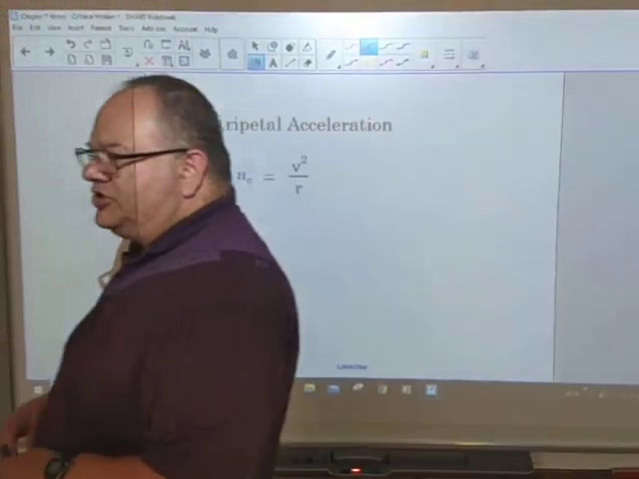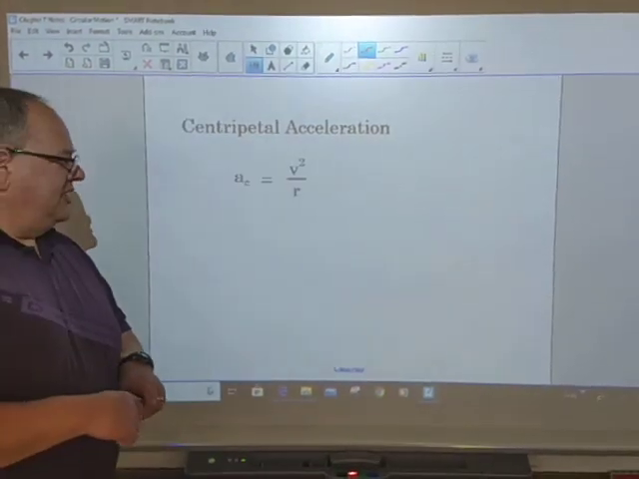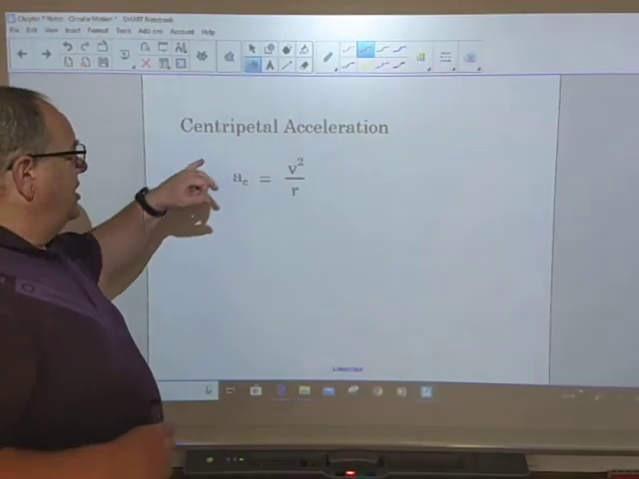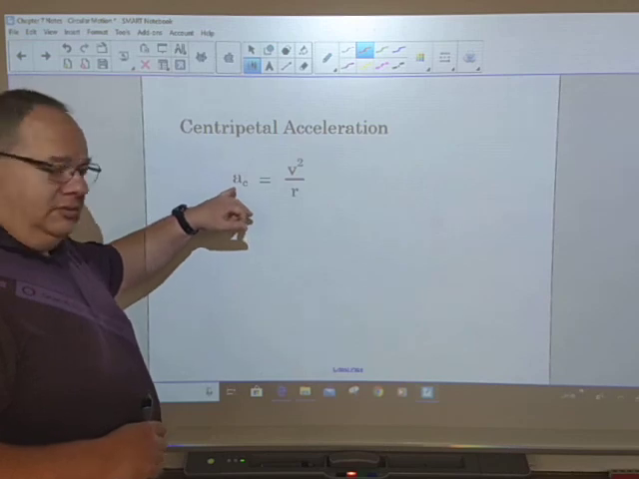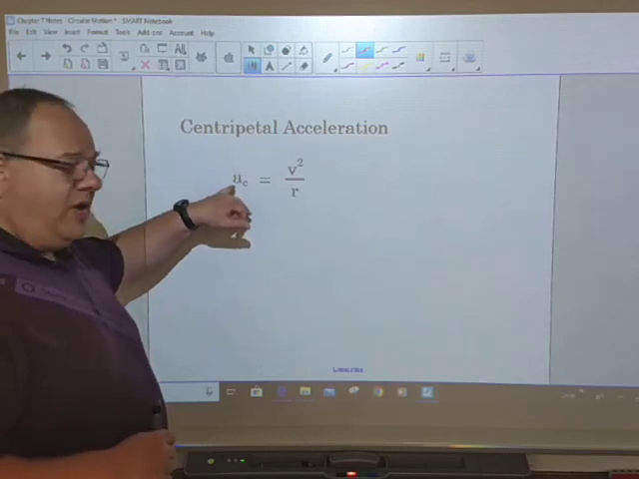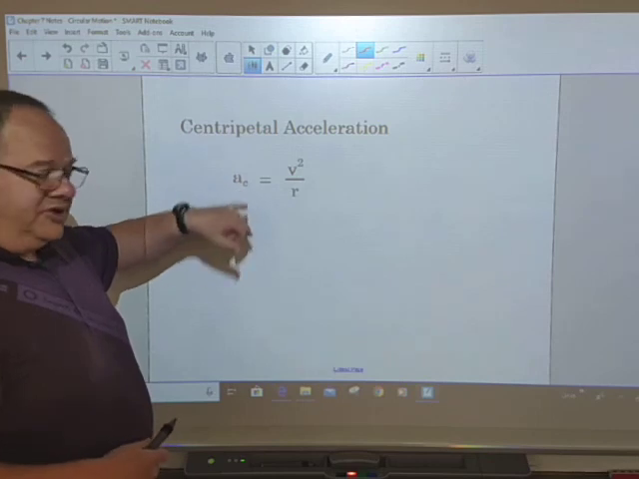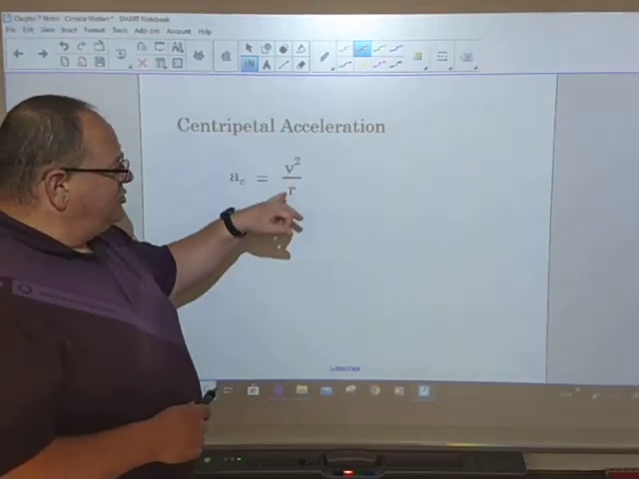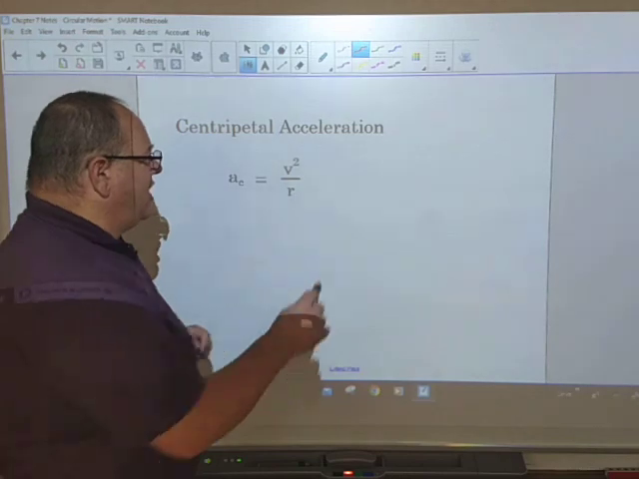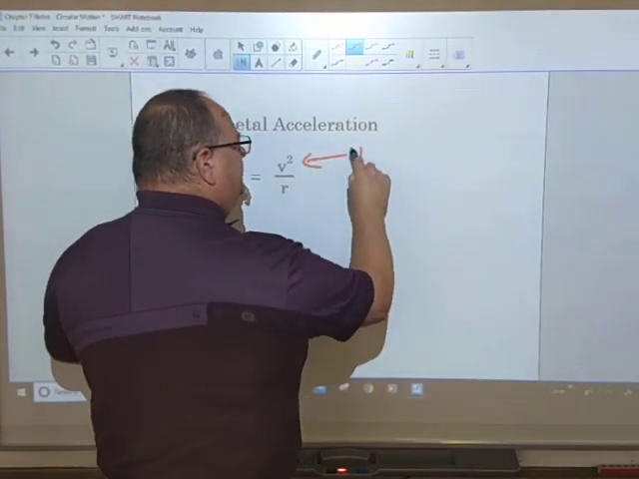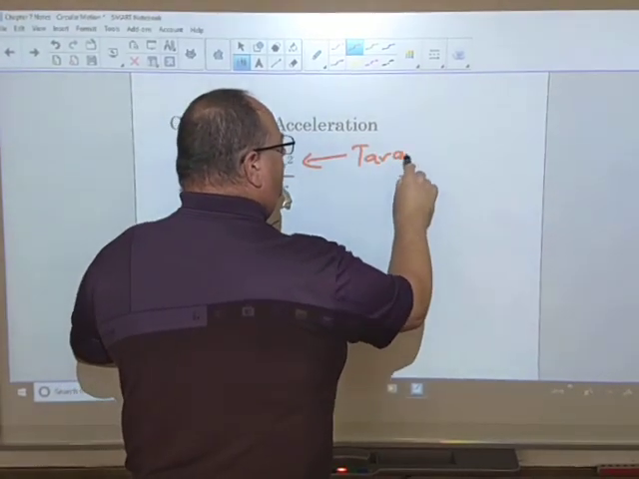I have some equations for centripetal acceleration. So the value of centripetal acceleration, we go A sub c. So it's an acceleration referring to centripetal. We take v squared over r. Okay, v is our tangential velocity.